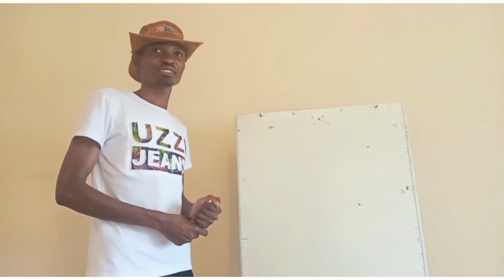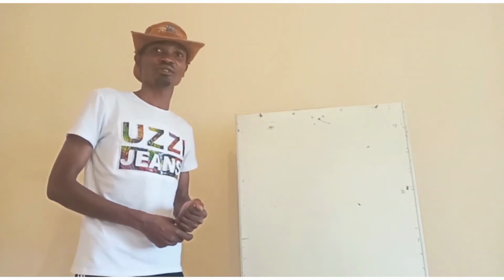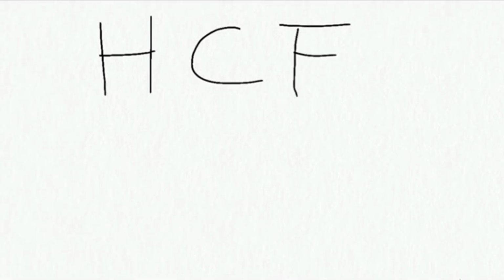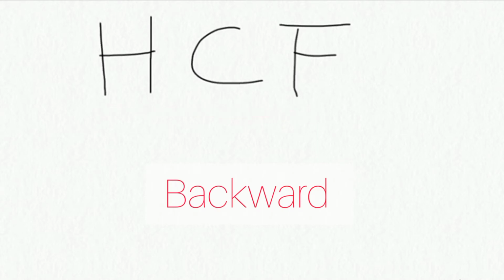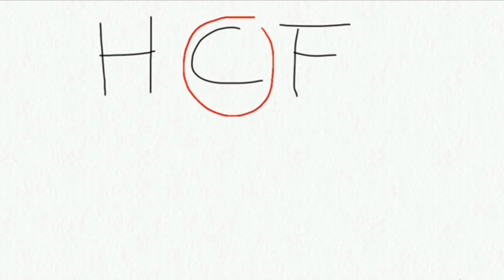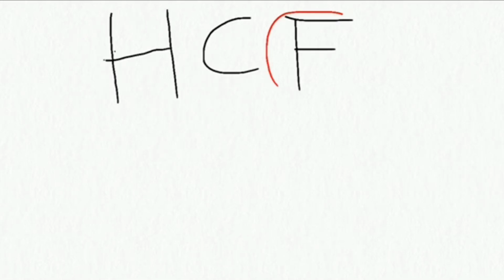There are various kinds of factorization, but today we'll just be looking at one kind. For you to know factorization better, you must know this one: highest common factor. And for you to understand this one better, you must start from the back. That means you must know what a factor is first. You must know what common means. And then lastly, H. Let us start with factor.